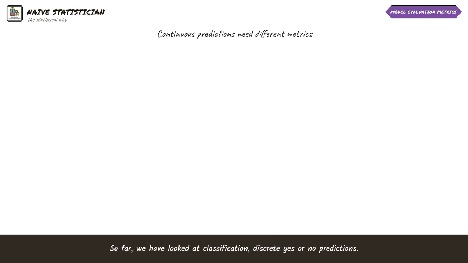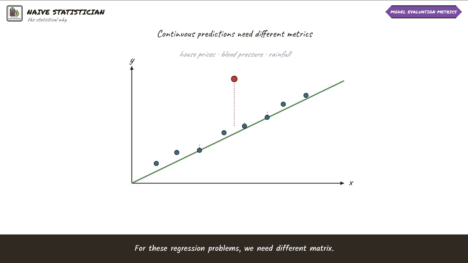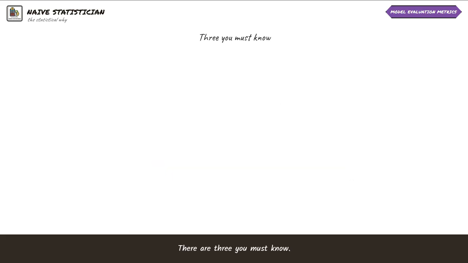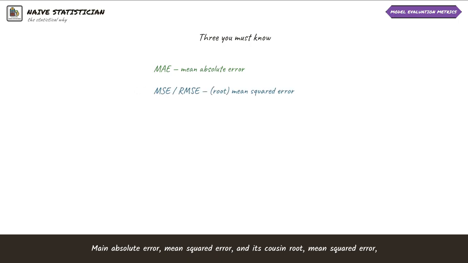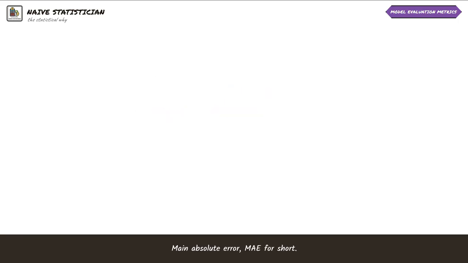So far, we have looked at classification, discrete yes or no predictions, but many models predict continuous numbers: house prices, patient blood pressure, tomorrow's rainfall. For these regression problems, we need different metrics. There are 3 you must know: mean absolute error, mean squared error and its cousin root mean squared error, and R squared. Mean absolute error, MAE for short.